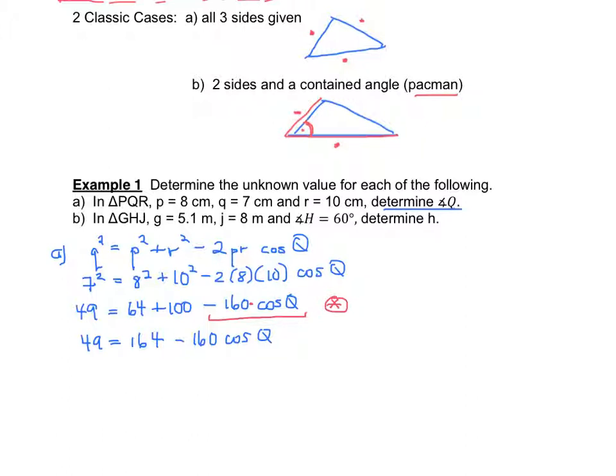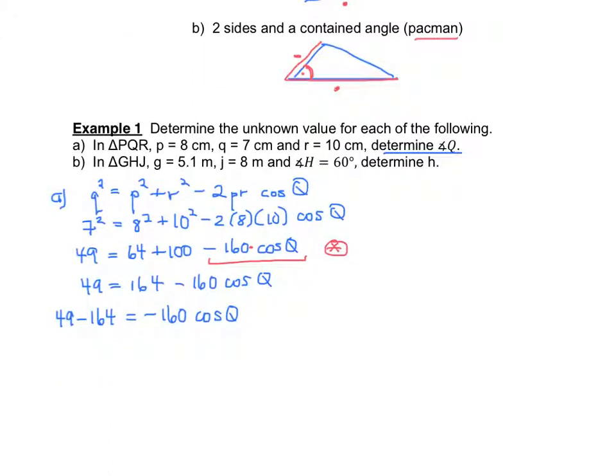What we do instead to get rid of the 164 on both sides is we subtract it. So we'll have 49 minus 164 on the left equals negative 160 cos Q. 49 minus 164 is negative 115. Let me write that a little clearer. Negative 115 equals negative 160 cos Q.